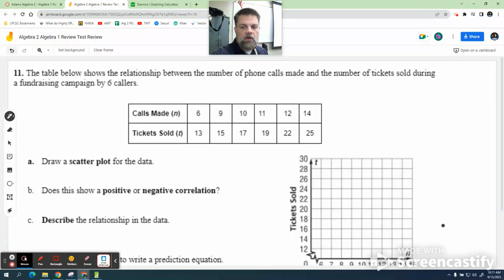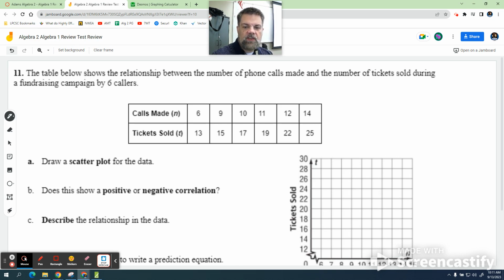All right, so it says the table here shows a relationship between the number of phone calls made and the number of tickets sold during fundraising campaigns. So the theory here is if I make enough phone calls, I'm going to generate so many tickets, right? And so we're trying to do a mathematical model.